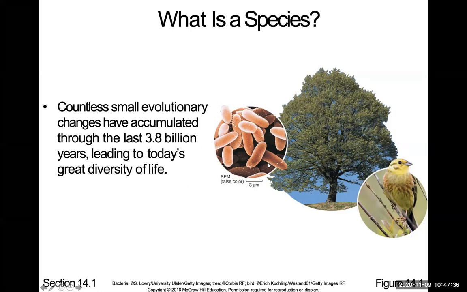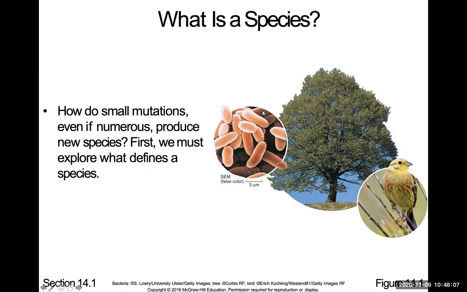So if you look at this picture here, we have a tree, we have a bacteria, and then we have a bird here. So what is a species? Why are the tree and bacteria not the same species? Why are they considered different species? Why is the bird not the same as the tree? Or why is this tree not the same as this bacteria or the bird? We're going to talk about that. What makes them a different species? That's what we're going to discuss in this chapter. So how do small mutations, even if numerous, produce new species?